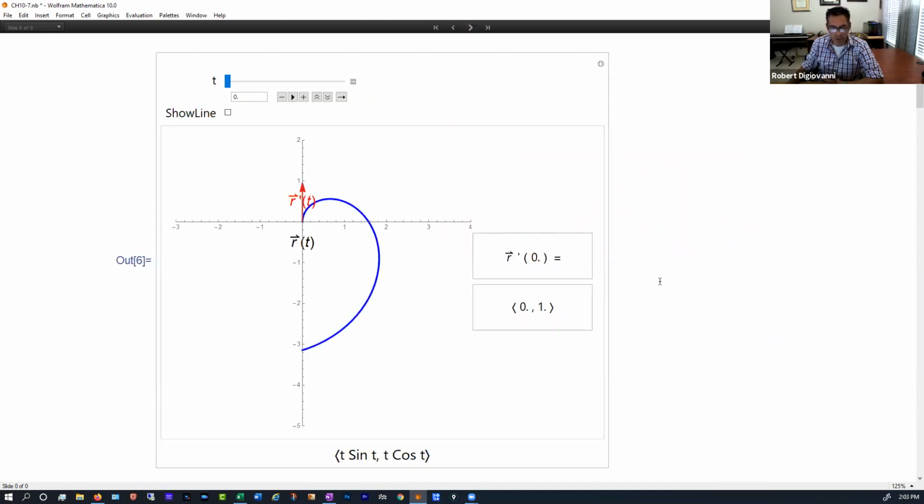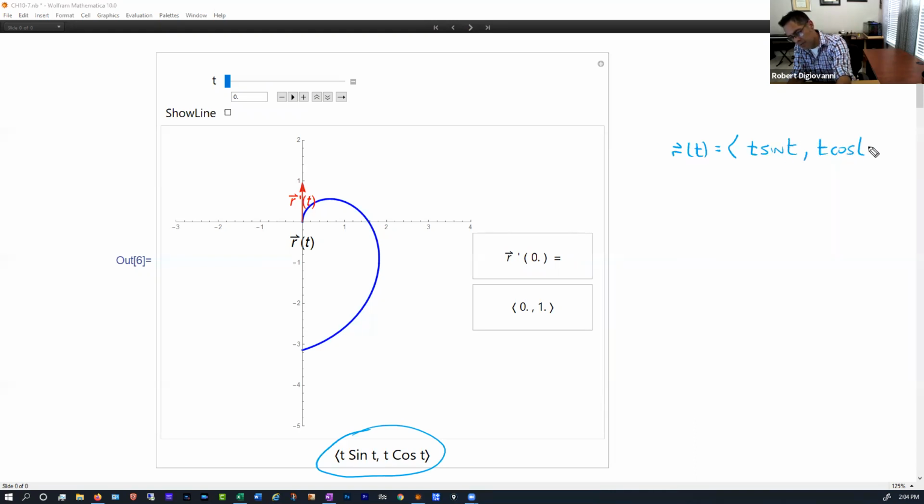So here's an example of a vector function. It's down on the bottom here. It's the vector function r of t equals t sine t, t cosine t. That's the one I was telling you about earlier with the spiral. That was the spiral one. So let's take a look at what the tangent vector looks like.